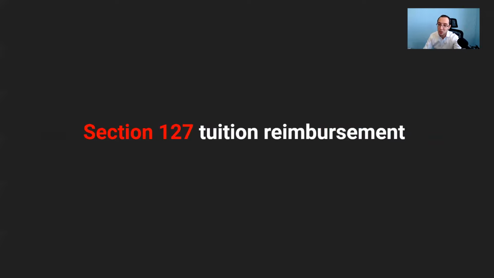And now we're going to talk about Section 127 tuition reimbursement. Now, what is Section 127 tuition reimbursement? Guys, every corporation in America, some of them offer this benefit: if you go to college, we'll reimburse you up to $5,250 under IRS Code Section 127. Why is that important? Because those tuition reimbursements are not taxable to the employee.